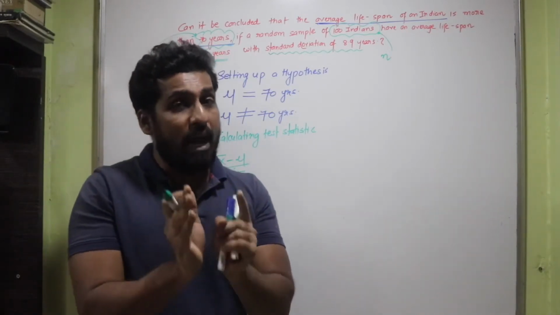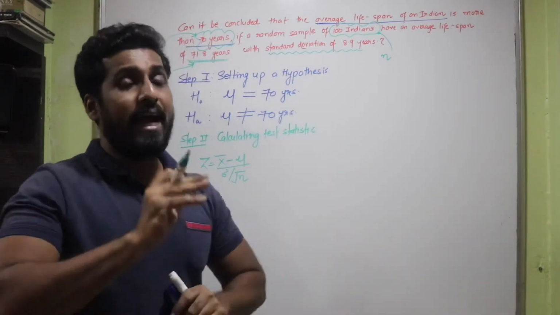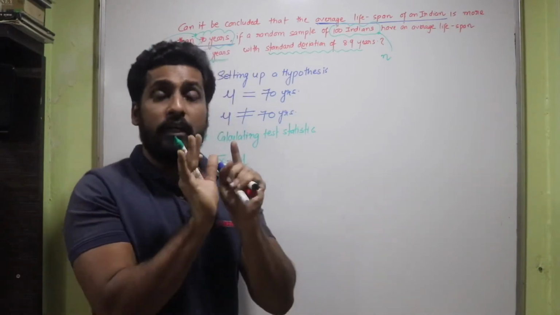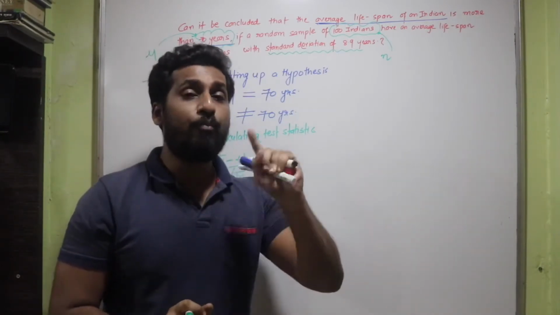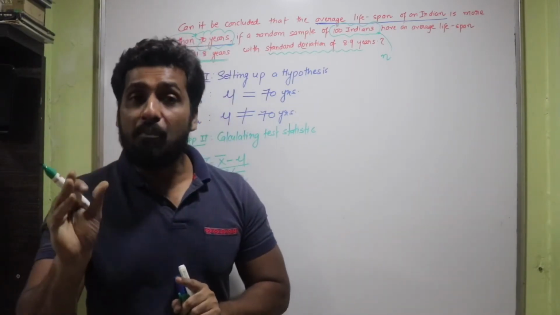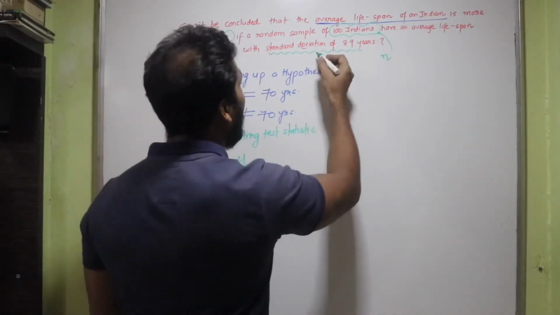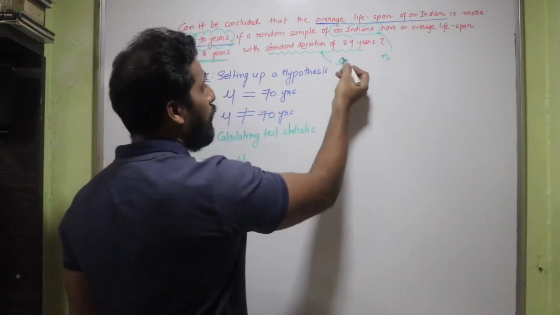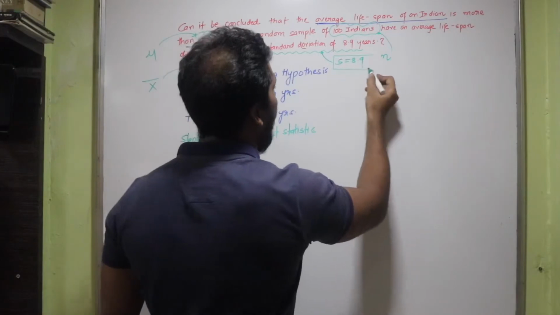For a large sample test, the standard deviation of the population and the standard deviation of the sample can be taken equal. That means, if the standard deviation of the sample is denoted by S, S is 8.9 years. 8.9 years is the value of S.